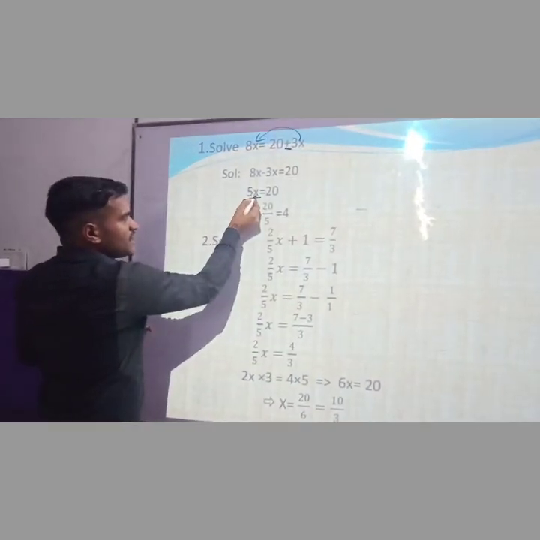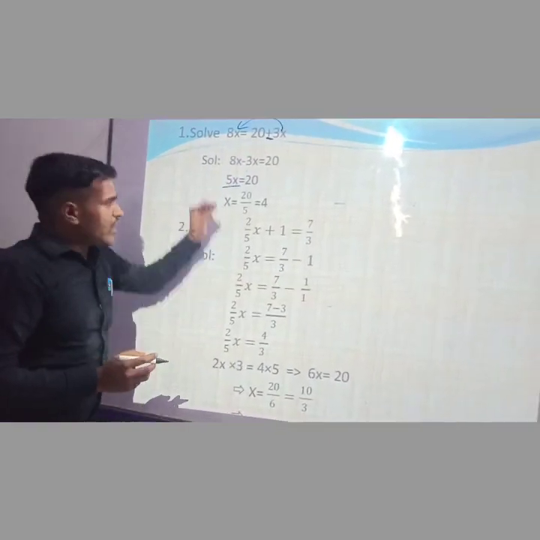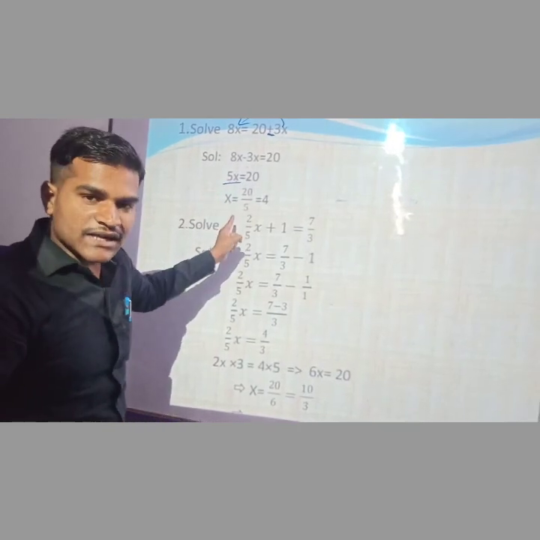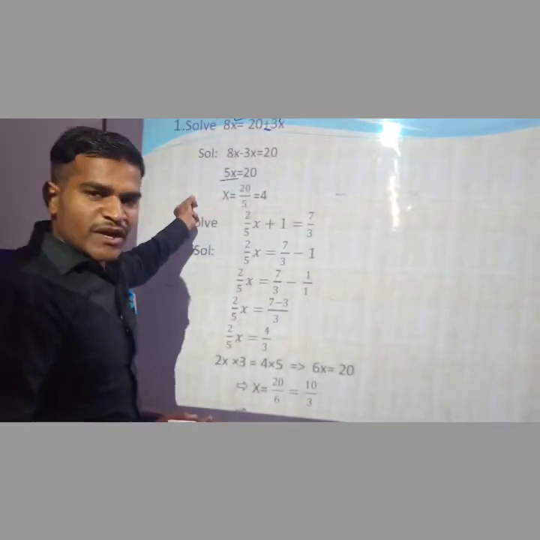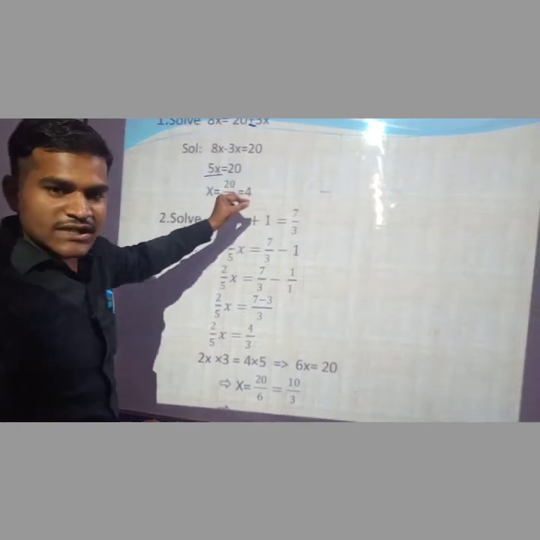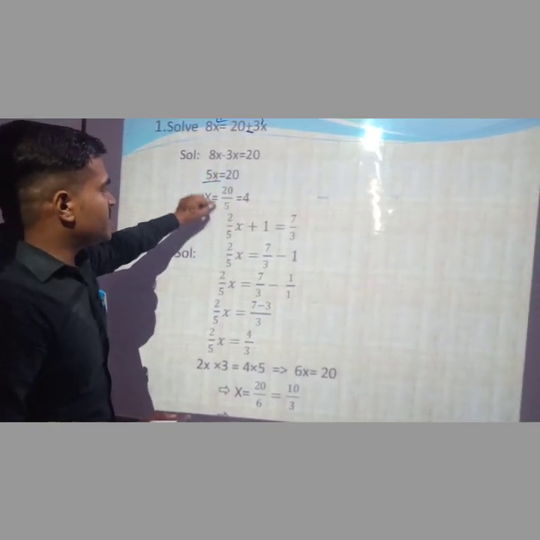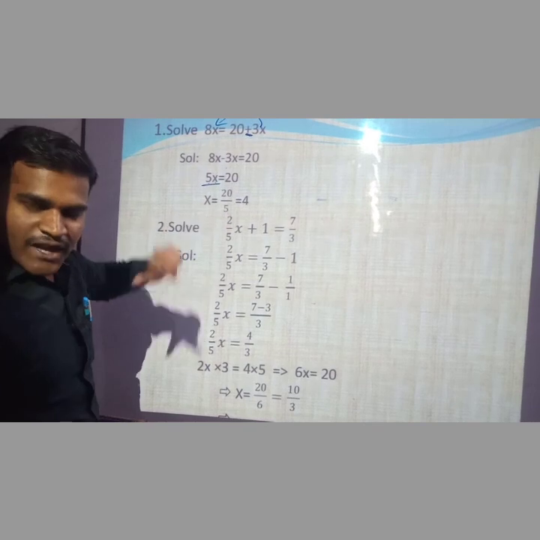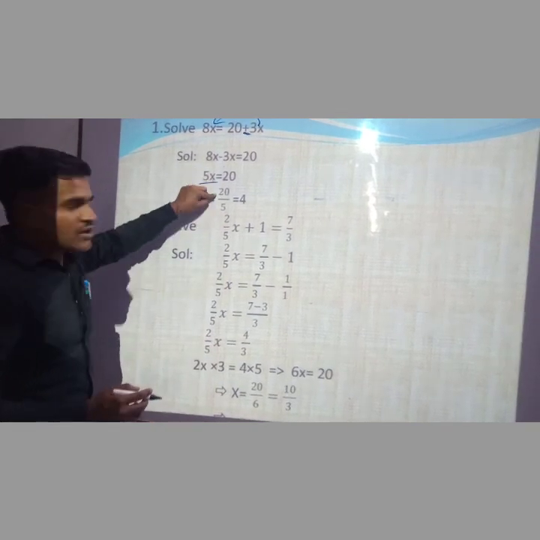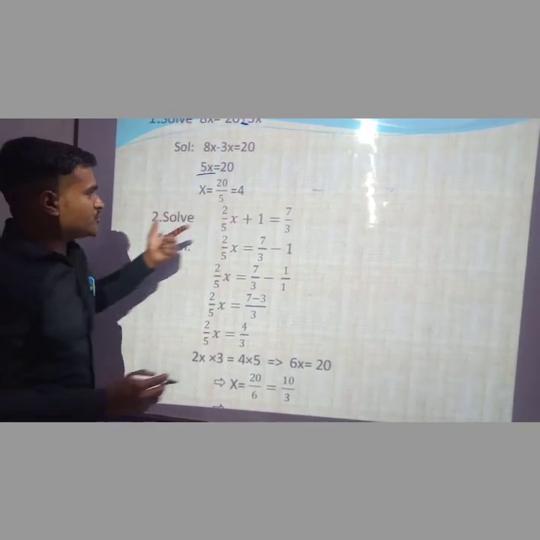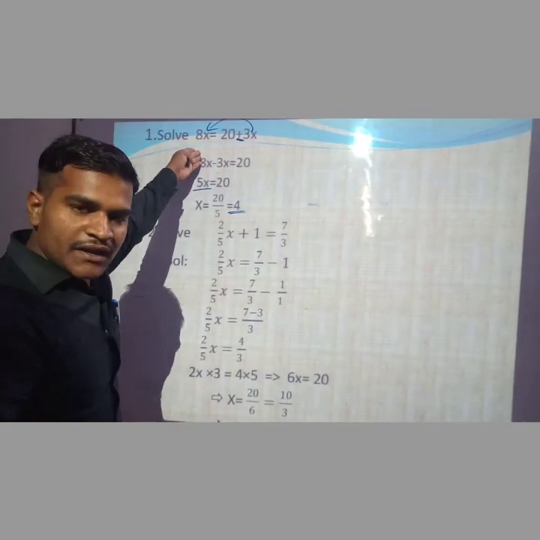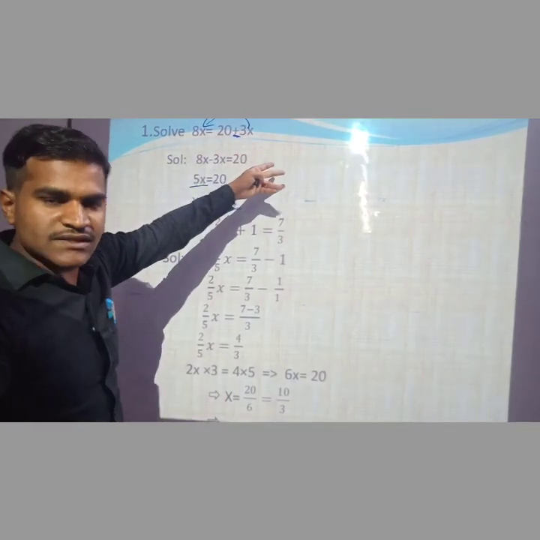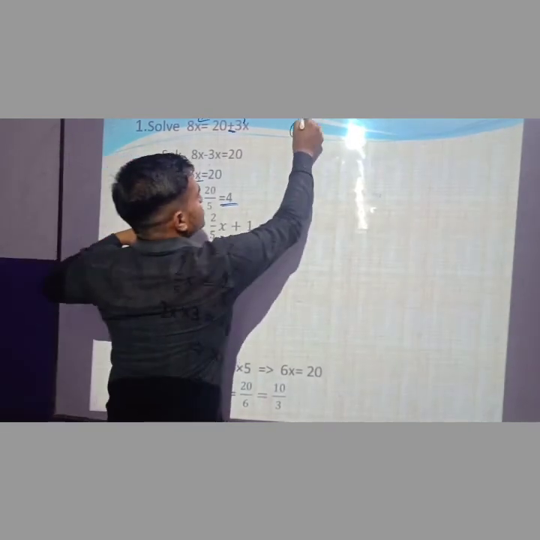Now 5 is multiplied with x. When we transpose 5 from left to right, here it is multiplied, so it will be divided. So 20 divided by 5, we get x is equal to 20 divided by 5. When 5 divides 20, it gives 4. So 4 is the solution of the given equation 8x is equal to 20 plus 3x. You can check it.